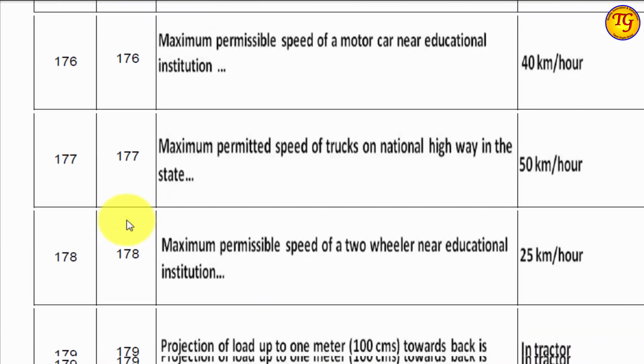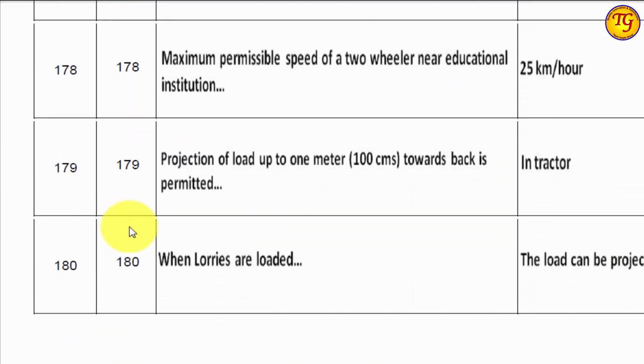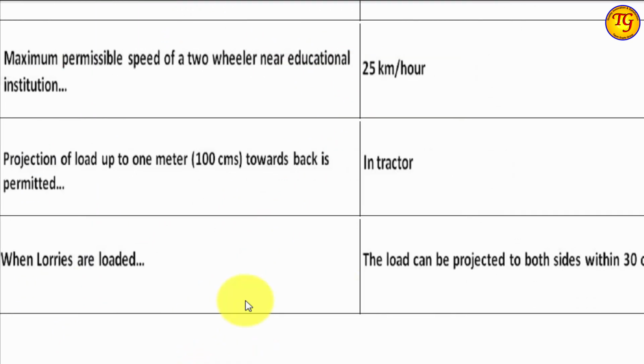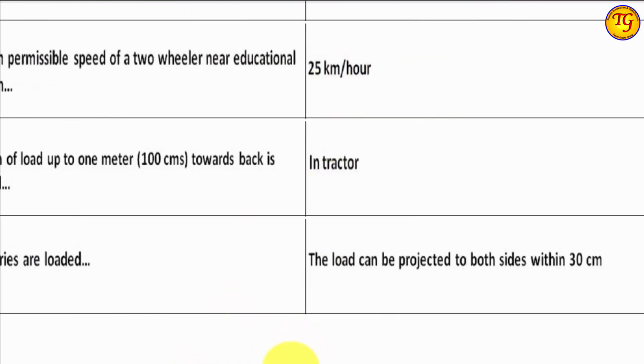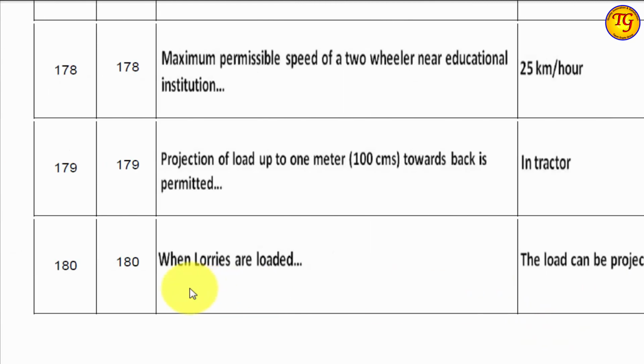So next question, friends. 178th question, maximum permissible speed of a two-wheeler near an educational institution. Okay, I think it's 25 km per hour. Option number 1, let's check it. Yes, for a two-wheeler near an educational institution, the maximum permissible speed is 25 km per hour.